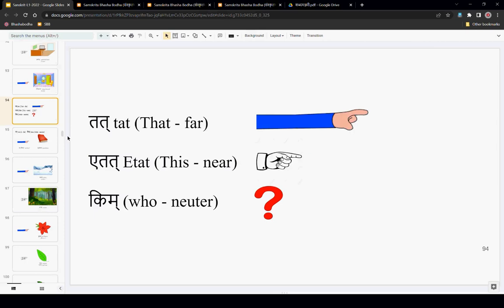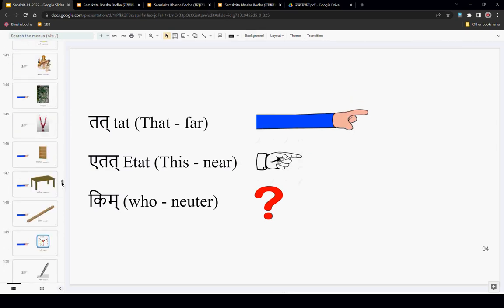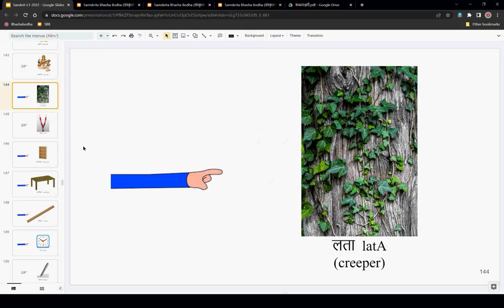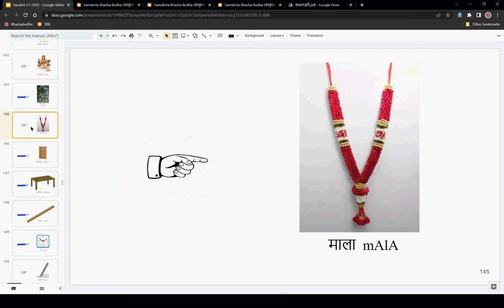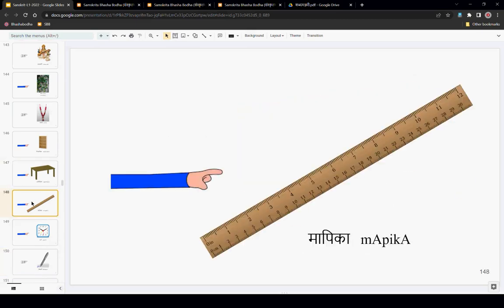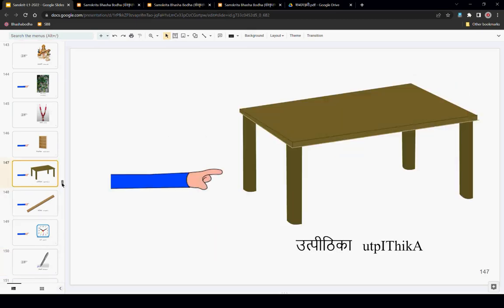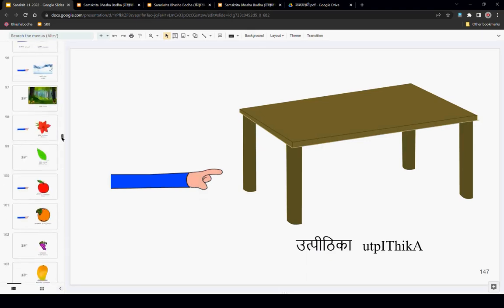Now, to ask the question, let's complete this. Strilinga words also. In Strilinga words we are looking at such words which are ending in a or dirgha ee, like gati or mala, a at the end or ee at the end. Lekhani, ee at the end. Duravani, ee at the end. Mapika, Pitika, all Strilinga words. So just keep this in mind for now.